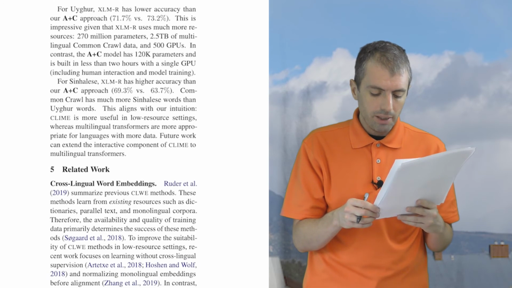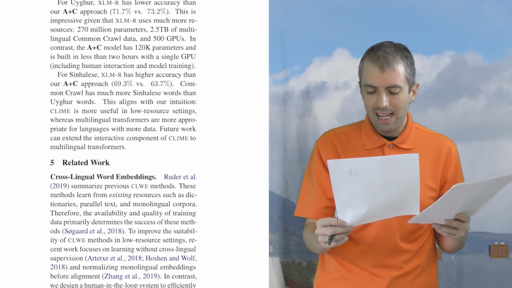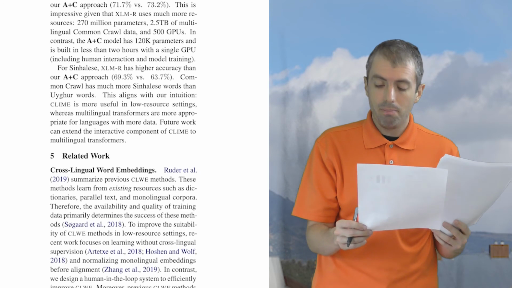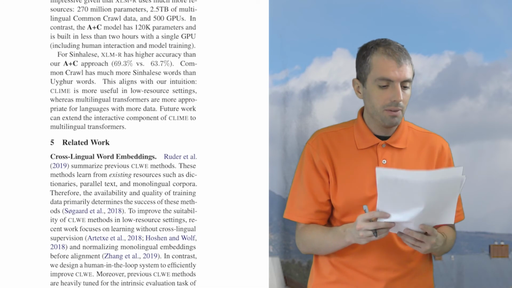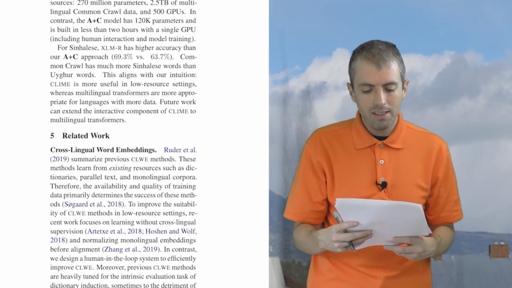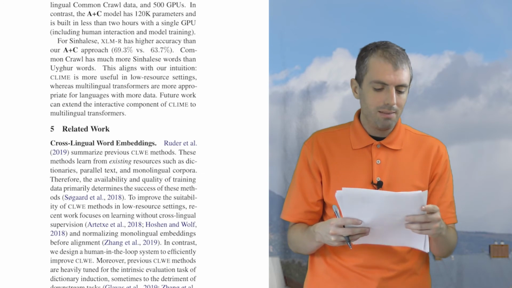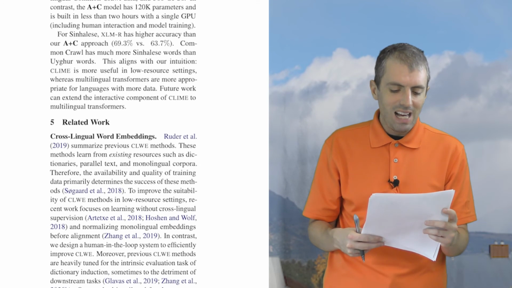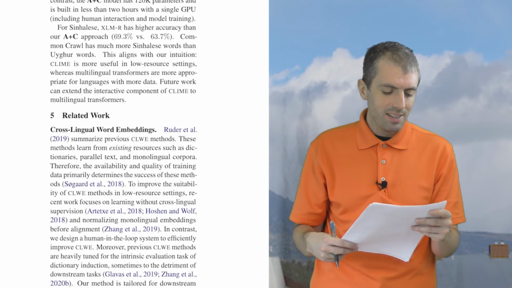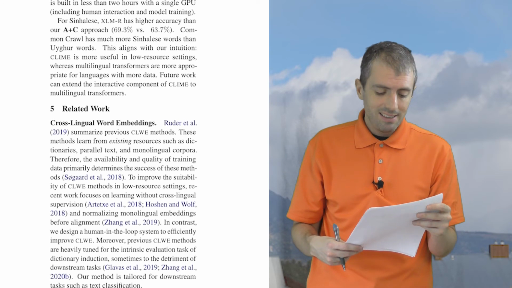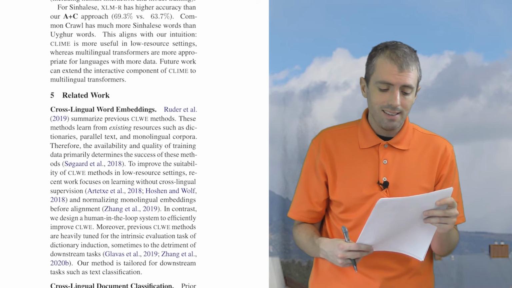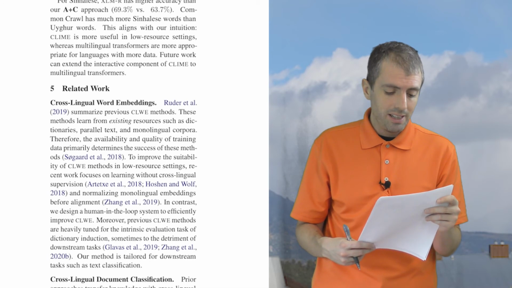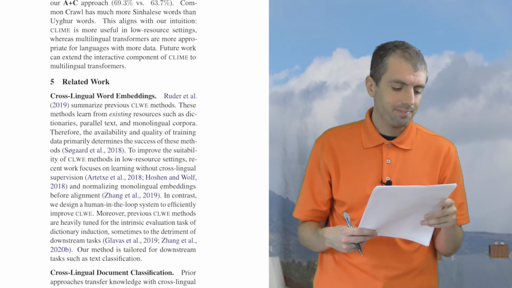For Uyghur, XMLR achieves 71.7 accuracy, which is lower than our A+C approach. This is impressive given that XMLR uses much more resources: 720 million parameters, 2.5 terabytes of multilingual Common Crawl data, and 500 GPUs. In contrast, the A+C model has 120,000 parameters and is built in less than 2 hours on a single GPU, including human interaction and model training.